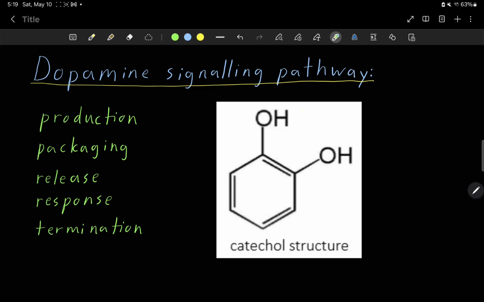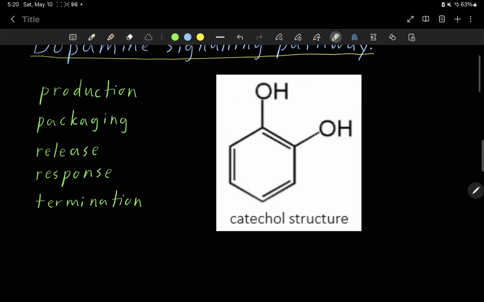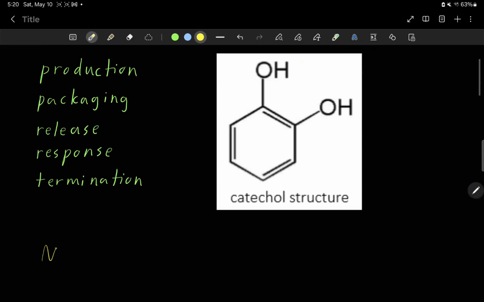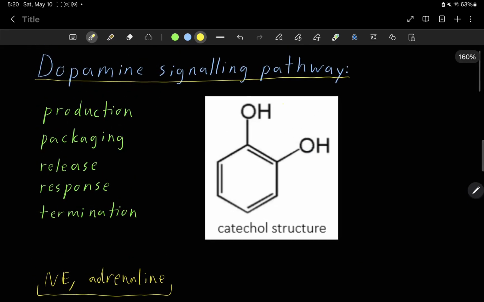Now remember we mentioned how dopamine is a catecholamine, meaning it is an amine that has this catechol structure. Well, it turns out that there's a few different types of catecholamines, and in the next video, we're going to explore the catecholamines norepinephrine and adrenaline. So these are two different types of catecholamines that we're going to explore in the next video. So this was basically catecholamines part 1. Next video will be catecholamines part 2.